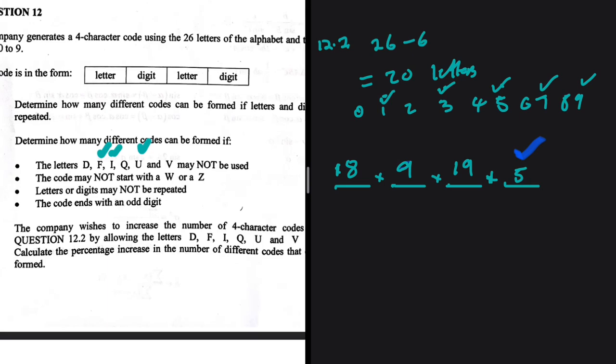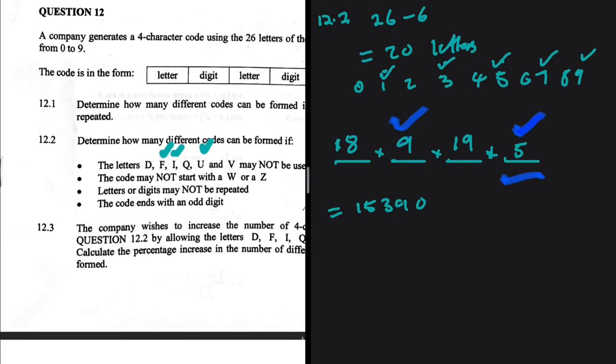So let me put this in my calculator. 18 multiplied by 9 multiplied by 19 multiplied by 5 equals 15,390. So the W or Z should not occupy the first spot. Okay, so I'm quite happy with what we've done there. Okay, this is the answer to 12.2.